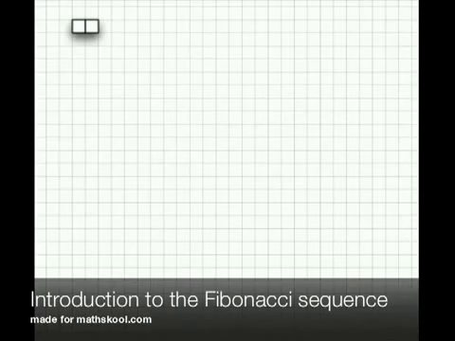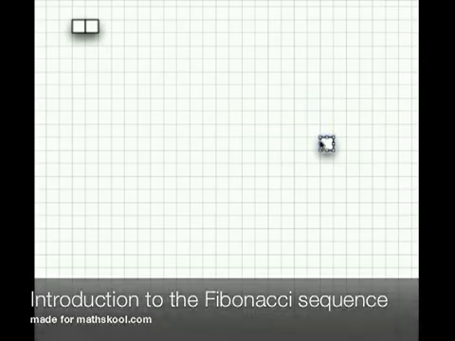Hi, I'm going to talk a little bit about the Fibonacci sequence. I'm going to start off by drawing a sequence of rectangles that I'm going to grow from the upper left-hand side of the screen down to lower right, and at each step I'm going to add a new square, and I'm going to put the new square adjacent to the last two squares that I drew.